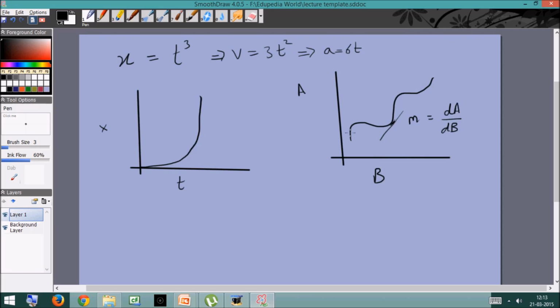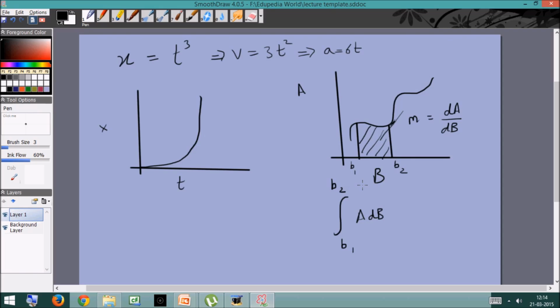Similarly, the area under the curve between any 2 points, let's call these points b1 and b2, would be the integral of a dB from b1 to b2. So these two concepts, the slope and the area, generalize to differentiation and integration when we look at it in terms of the graphical perspective.